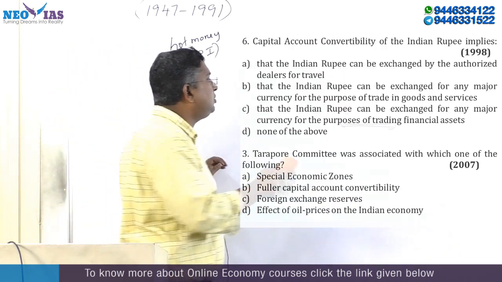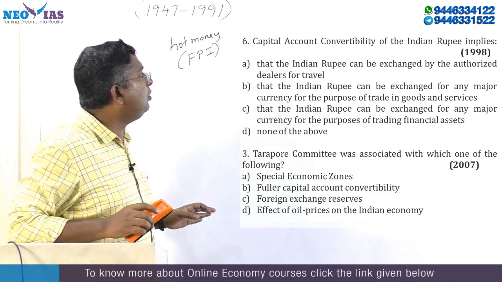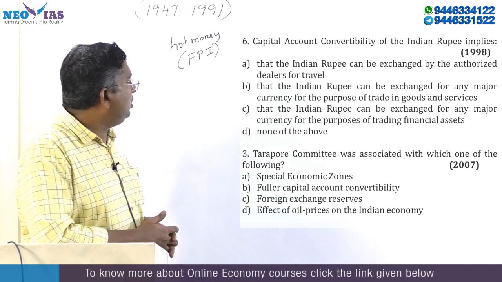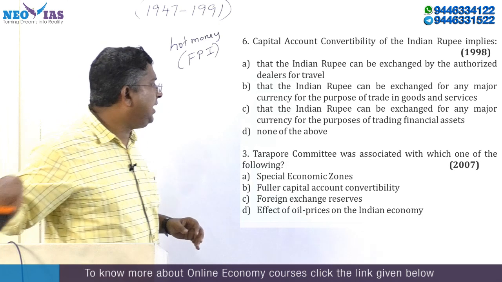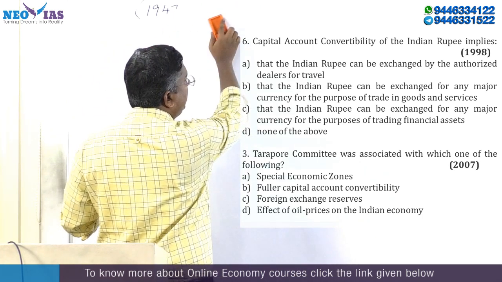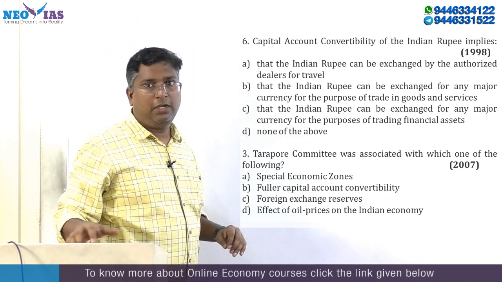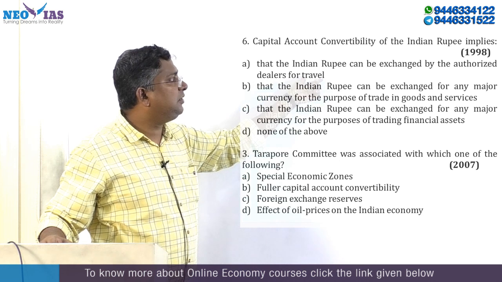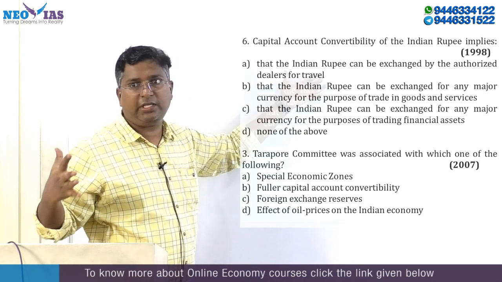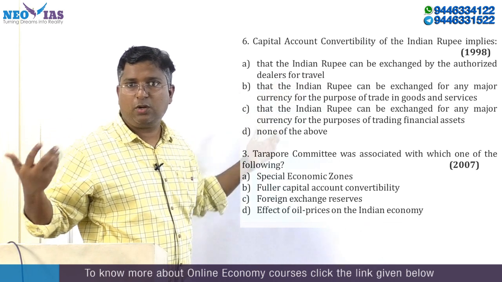Now, I will try to solve this question. What is capital account convertibility? Capital account convertibility of the Indian rupee implies that the Indian rupee can be exchanged by authorized dealers for travel. Is it correct? No. First of all, travel comes under services. It is the current account. I am just giving you a hint. Travel, transportation, everything is services. It's not the capital account.